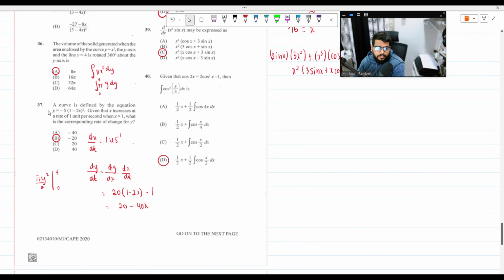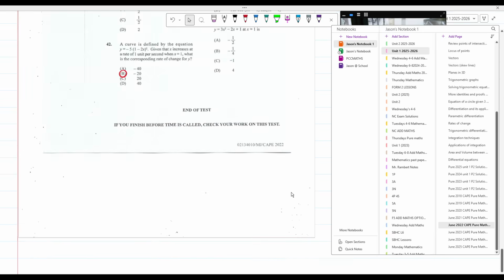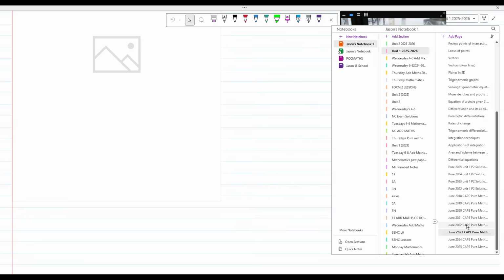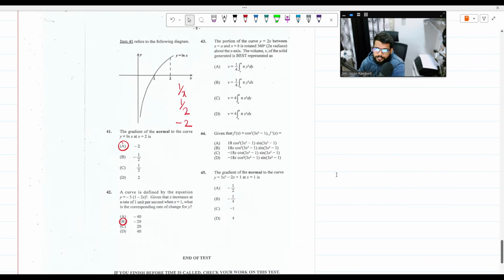So just confirming y is equal to minus 5 into 1 minus 2x squared. We're looking at the derivatives. We're looking at the chain rule. And then we plug in the value of x, which is going to be 1, to get minus 20. So just confirming, minus 5 into 1 minus 2x squared. 2022. Minus 5 into 1 minus 2x squared.